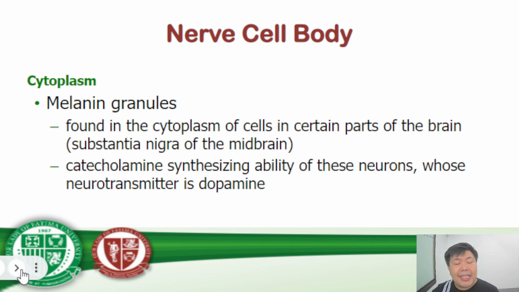We also have melanin granules. So melanin, hindi lang pala sa balat nakikita yan, but also in our nerve cells. So what's the function of that? No? It is a catecholamine synthesizing pigment. Ibig sabihin, tumutulong ang melanin granules na mag-produce ng catecholamine. So ano ba yung catecholamine? It's a neurotransmitter. Specifically, example niyan, dopamine. So isang part ng brain may laman na melanin granules, and that part of the brain is called substantia nigra, and it's found in the midbrain. Okay?